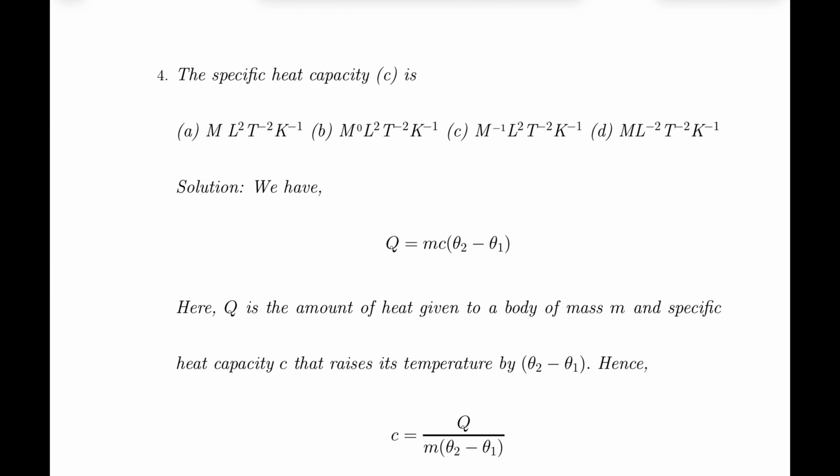In question 4, we are required to find the dimensional formula for specific heat capacity, and we have the four options given here, A, B, C, and D. This is your relevant equation, Q equal to m c into theta 2 minus theta 1, where Q is the amount of heat given to a body of mass m and specific heat capacity C that raises its temperature by theta 2 minus theta 1. So from here we have C equal to Q upon m times theta 2 minus theta 1.